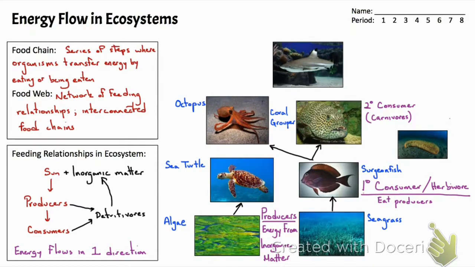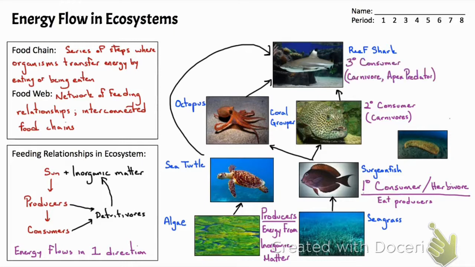So again, the secondary consumers eat the primary consumers, and then we're going to go to our last level here, and this reef shark eats sea turtles, octopus, and coral grouper. And so this reef shark is a tertiary consumer. We could also define it as a carnivore since it only eats meat. And we could also define it as an apex predator. Apex here means top of the top. Because this reef shark has no natural predators of its own, it is considered to be the top predator or apex predator within this food web.